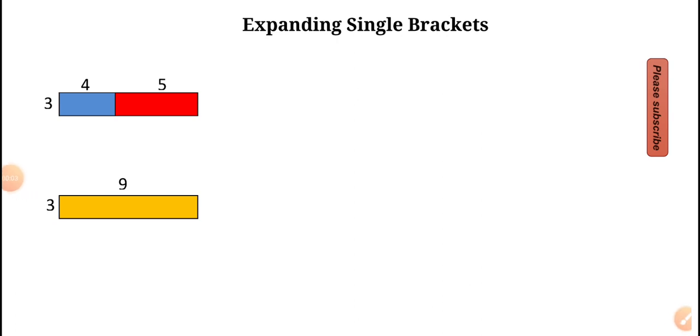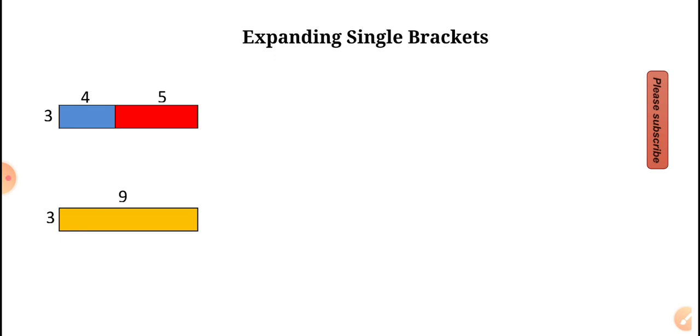So we are looking at expanding single brackets. If we wanted to work out the area of this whole rectangle here, with the red and blue together, there's two ways we can look at this. First of all, I could say the area of the whole rectangle is 3 times 4 add 5.